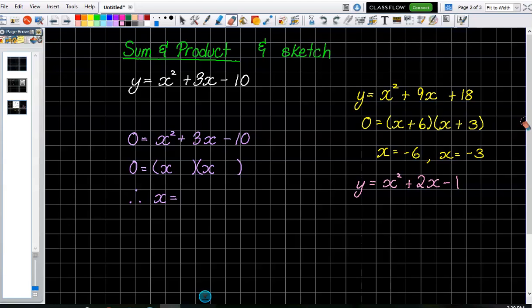Okay, what we want to try and get done today is sketching our graphs, but also looking at a thing called the sum and product, which you sort of have already done by factorizing. Okay? But this time we're going to go back the other way. So, if we have a look here, we've got our nice little equation.